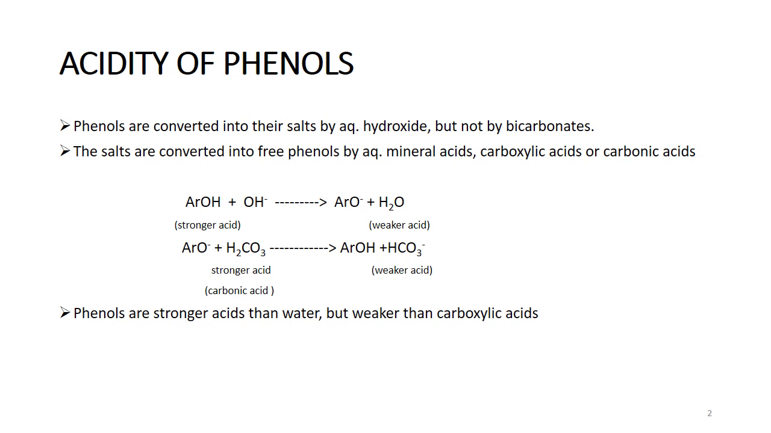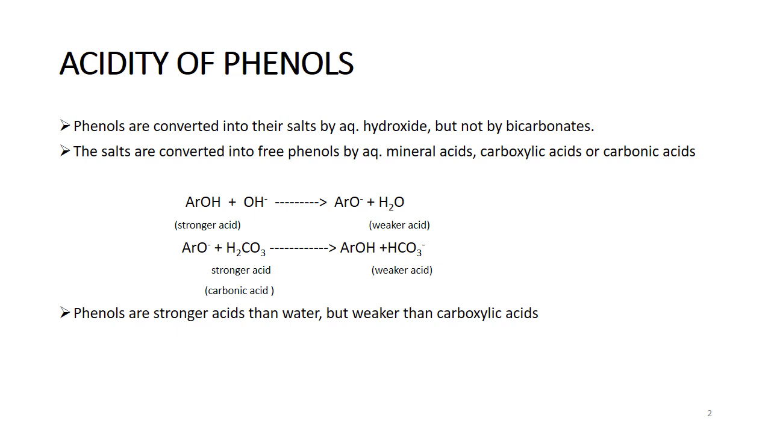got a weaker acid H2O from a stronger base, hydroxide ion. So the stronger acid ArOH donates a proton to a stronger base OH minus, and this ArOH is converted to phenoxide ion ArO minus. And the salts can be converted back to phenols by treatment with the mineral acids.